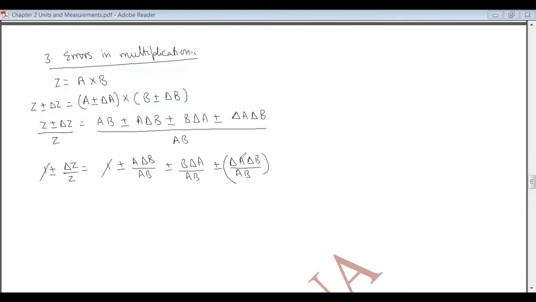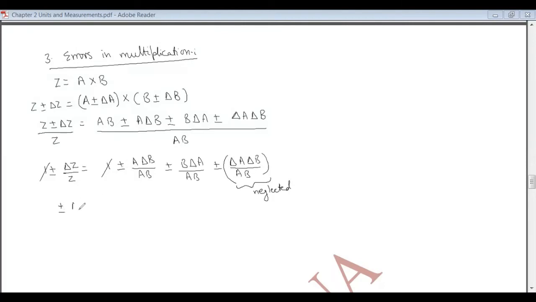Δa is the absolute error in the first measurement, which is a very small quantity because error will be very, very small. Δb is again a very small quantity. The product of two small quantities is very, very small, which is further divided by the true values. a and b are quite finite values. So this term is a very, very small quantity which can be neglected as compared to other terms. Why? Because it is very, very small and it could be neglected as compared to other terms.